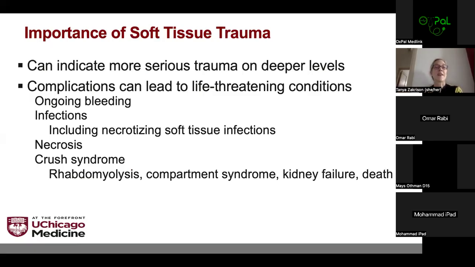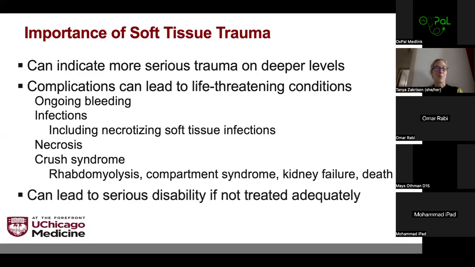It can lead to infections, including necrotizing soft tissue infections, which are life threats within hours. The tissue can, once it's infected, die as well. And a lot of these injuries are dirty infections too. And it can cause crush syndrome, which we're going to talk about and why that's important. So these soft tissue injuries and complications can actually lead to serious disability if they're not treated adequately. And disability is an important thing.